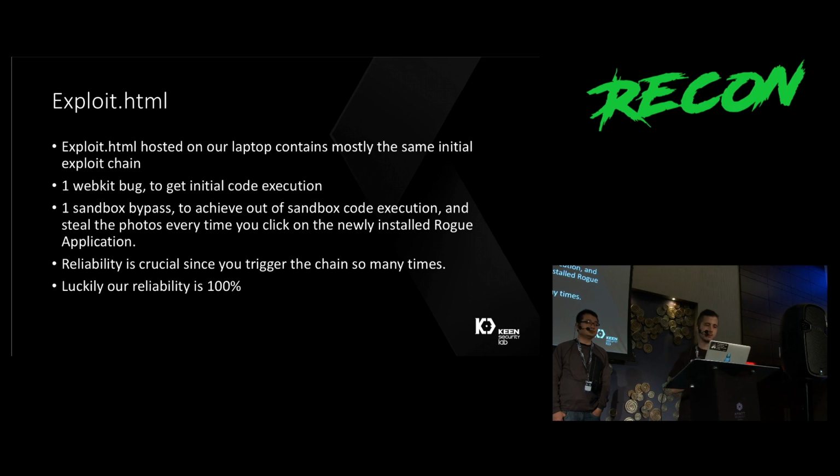So, like I said, our exploit.html will just contain one WebKit bug to get the code execution, then the sandbox bypass as covered by Liang. And again, we can steal the photo and gain code execution.